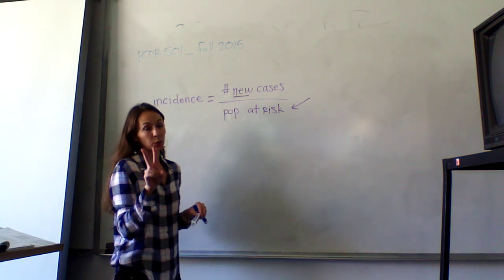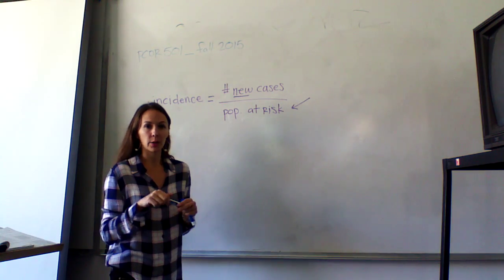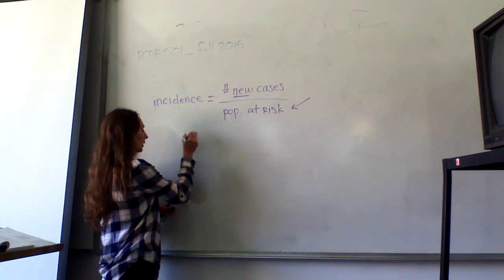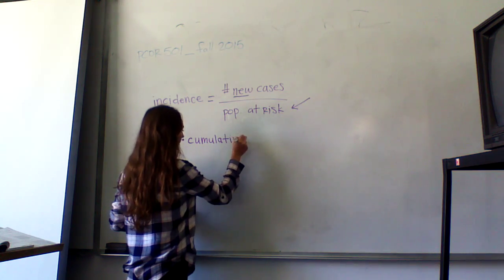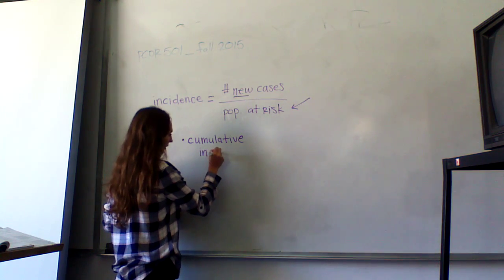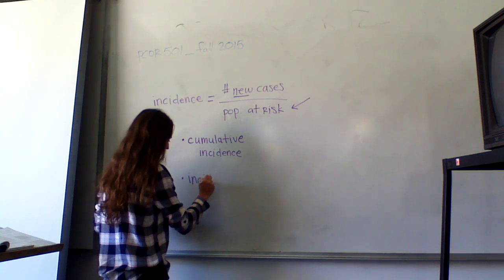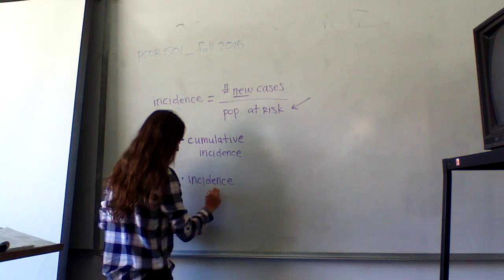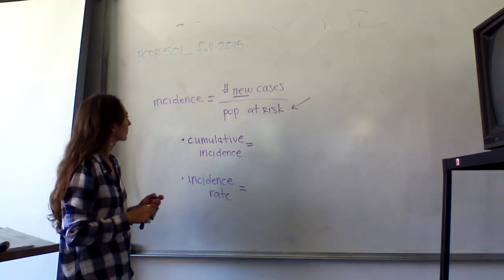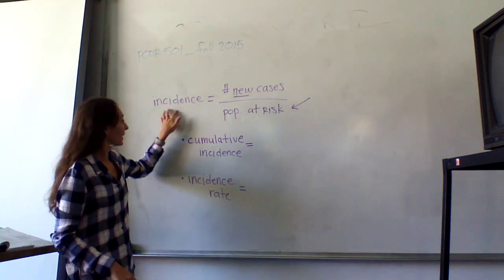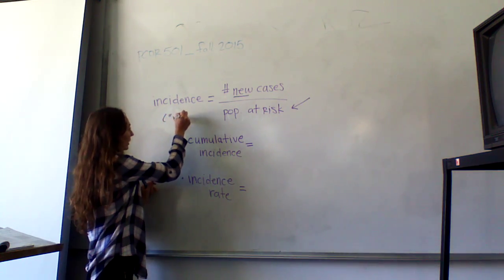There were two different types of incidence that Gordis mentioned in the textbook and that you're expected to learn. I should mention up here that a synonym for incidence is risk.